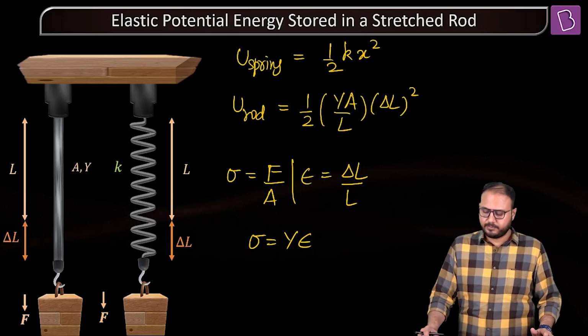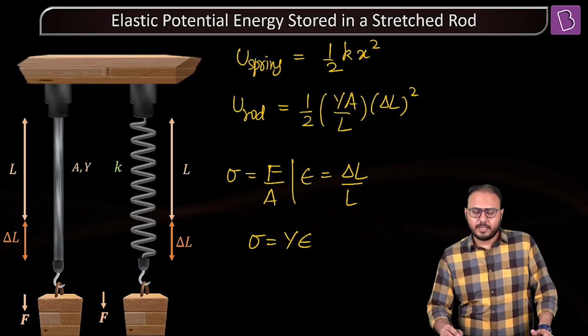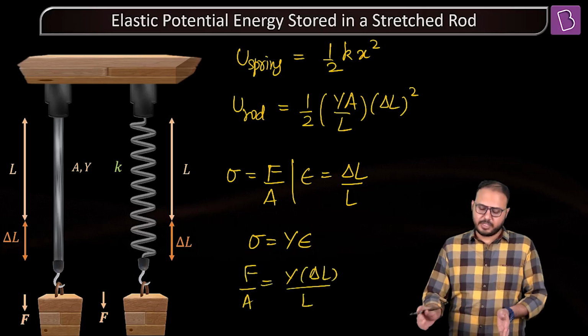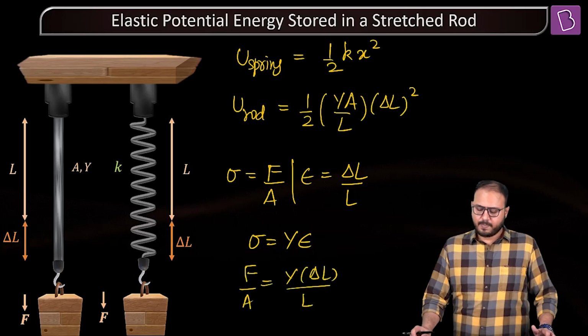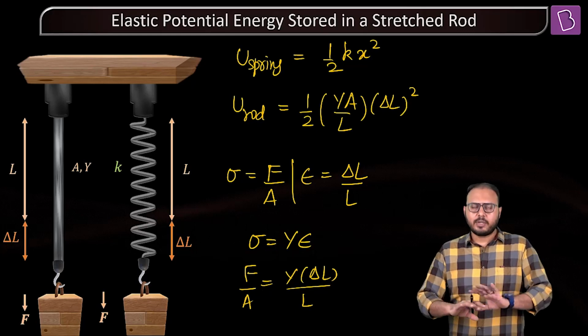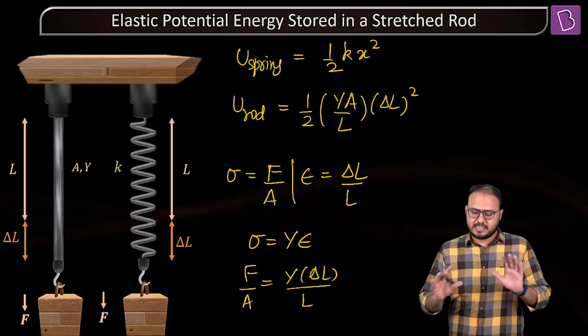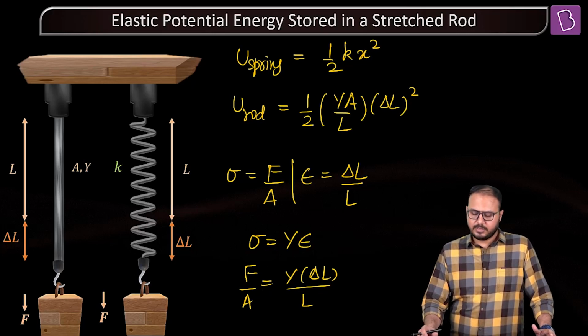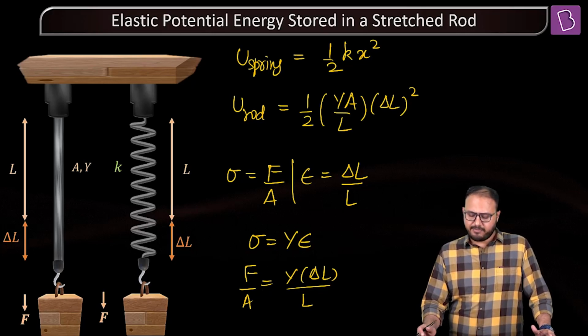Think about it. Sigma is F upon A, and it is Y epsilon. So F upon A is equal to Y delta L by L. These all things you know. How can you divide and see to get the answer? What is Y equal to? Sir, Y is equal to FL.